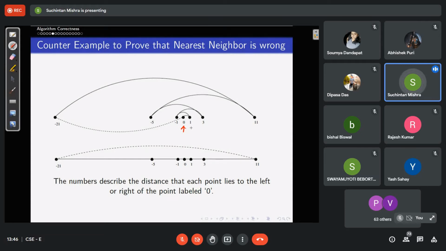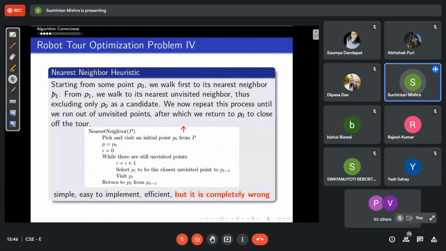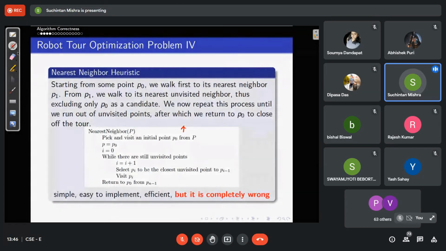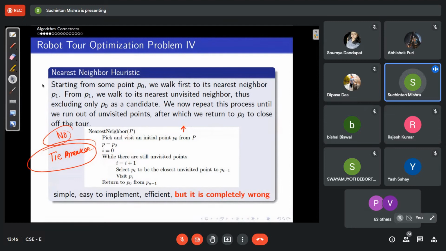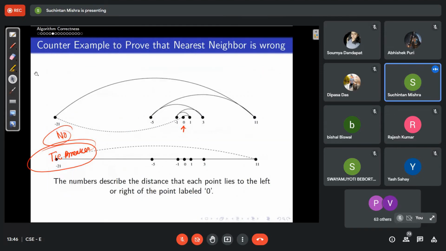If you think like that, then see, if you go back to the algorithm, Swayamjyoti, I just want you to answer this. If you come back to this algorithm, do you find a tiebreaker here? That is why the question obviously came to your mind. There is no tiebreaker here. What happens when we have a tie? This is the example. We have a tie here, right?